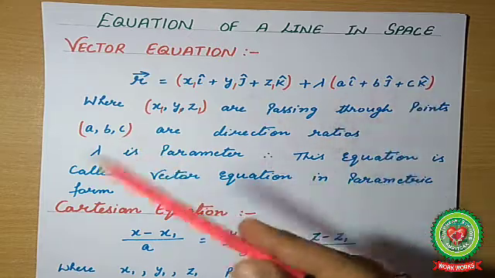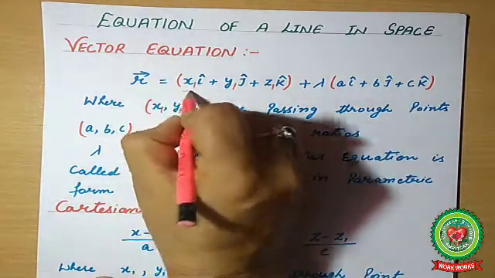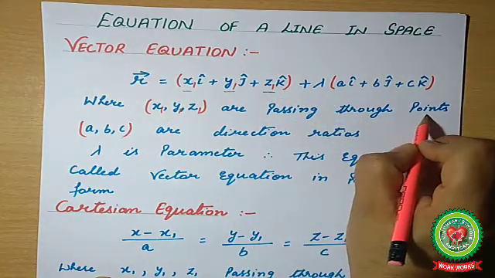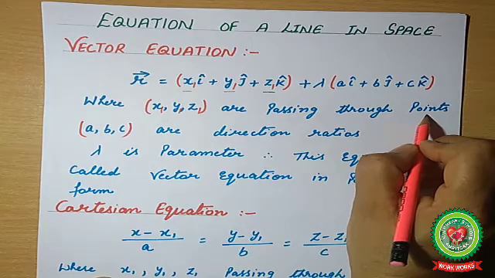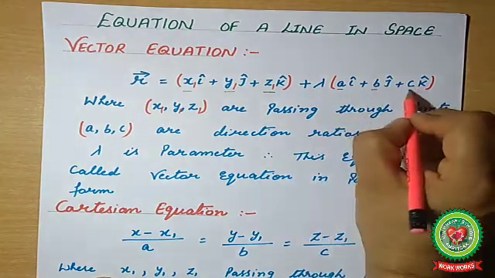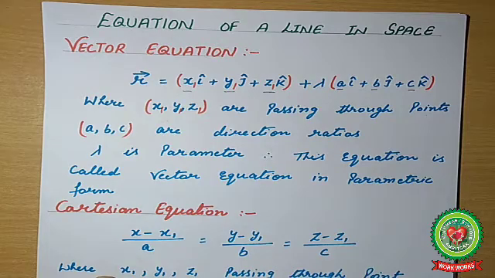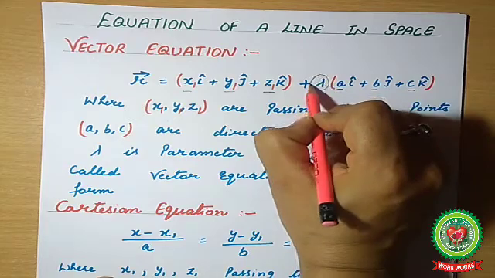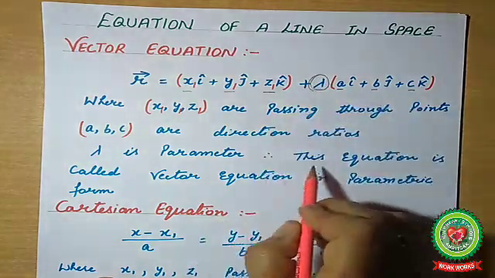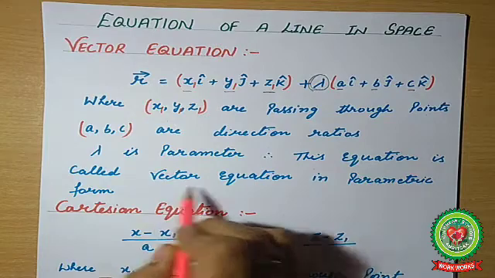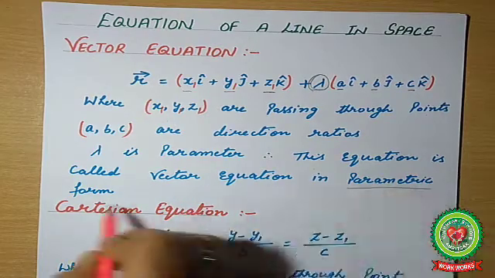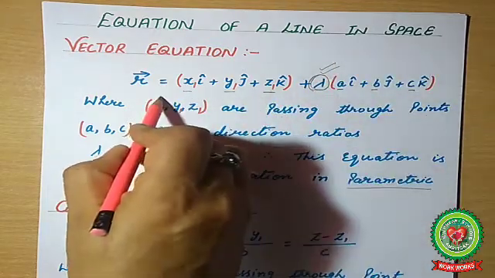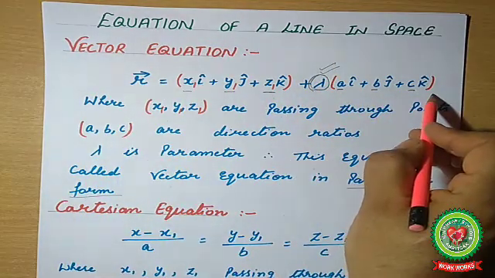Now students, x1, y1 and z1 are the coordinates of the point through which the given line passes, and a, b, c are its direction ratios. Now, lambda is a parameter. Therefore, this equation is called the vector equation in parametric form because one parameter is there. The passing-through point and the direction ratios are given separately.